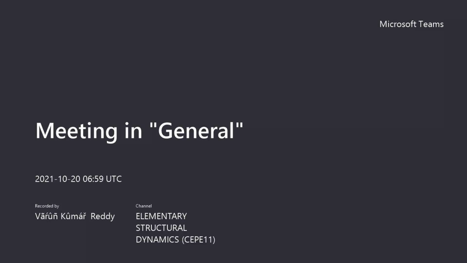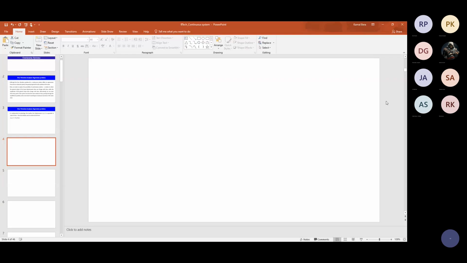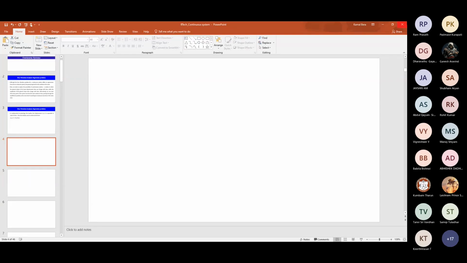Equation of motion: the governing partial differential equation of motion for an Euler-Bernoulli beam, neglecting shear deformation and rotatory inertia. If you consider those, that is called Timoshenko beam theory, which is not a part of our curriculum.